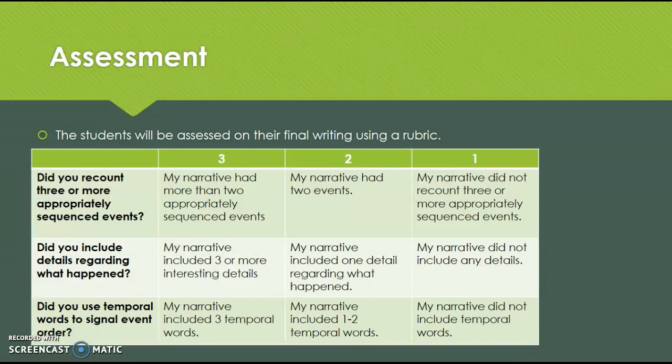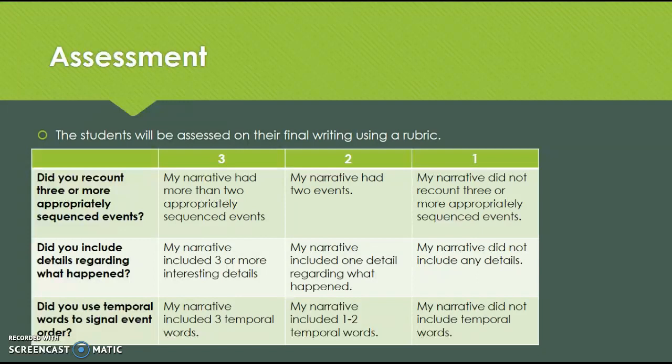And finally, we have the assessment. The students will be assessed on their final writing using a rubric. We use standards-based grading, so this would be for W1.3, being able to write a narrative using temporal words and details. So to get a 3, they would have to have more than 2 appropriately sequenced events. At least 3 would be the max for the students, because we're looking for a beginning, middle, and end. They want to make sure that the narrative had a detail for the beginning, middle, and end, not just like first picture, next picture, last picture.